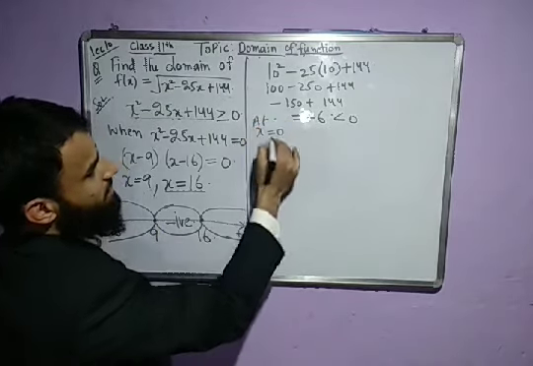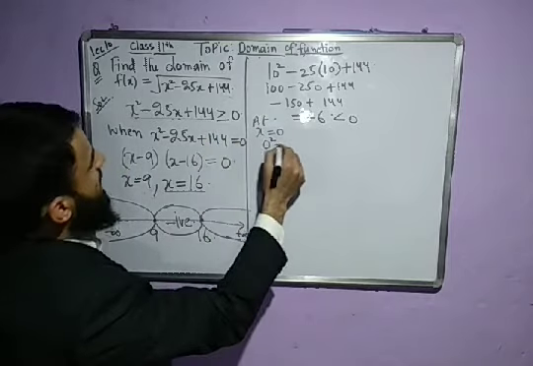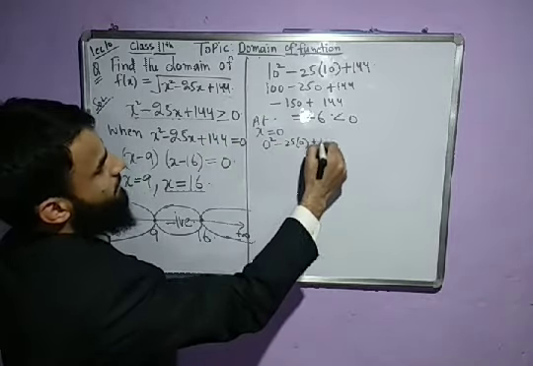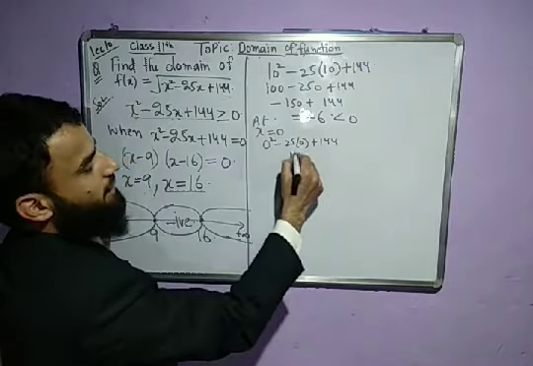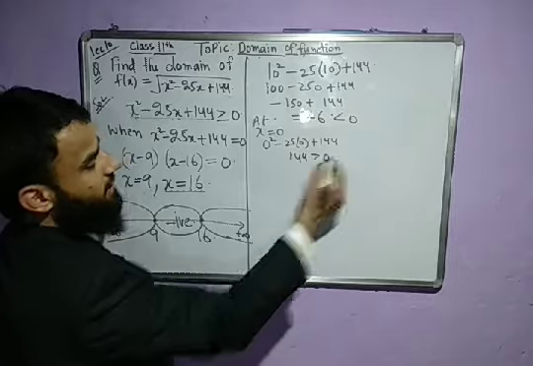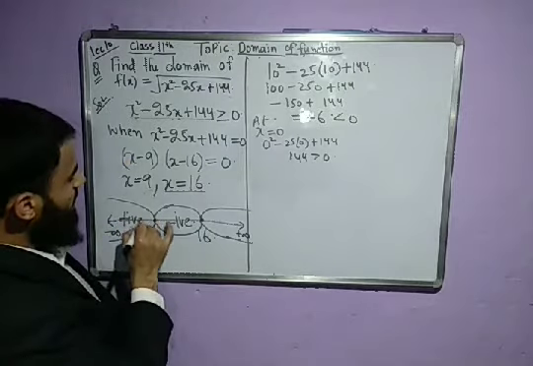So at x is equal to 0, what will I get? 0 square minus 25 into 0 plus 144 is greater or equal to 0. Sorry, I will get 144, which is greater than 0. It means here the sign is positive.